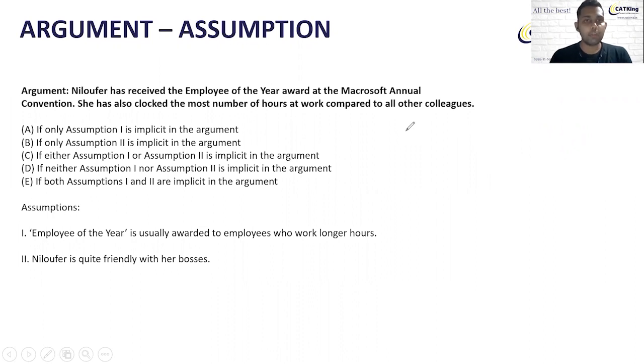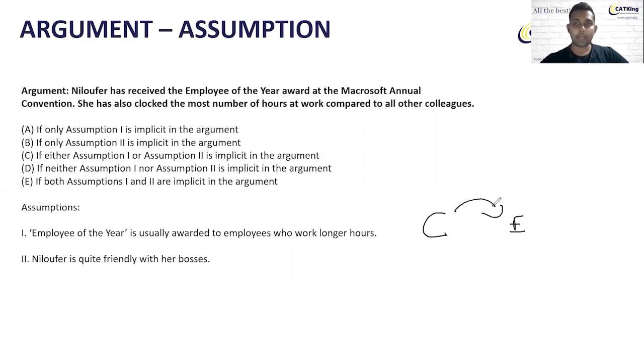Let's see. Nilofer has received the Employee of the Year award at whatever. She has also clocked the most number of hours. Assumption: Employee of the Year is usually given to employees who work longer hours. अब देखिए guys, this is a cause effect relation. Okay, what is the cause? That people working longer hours, उनका इफेक्ट होता है कि उनको एम्प्लॉय ऑफ द ईयर अवार्ड मिलता है.